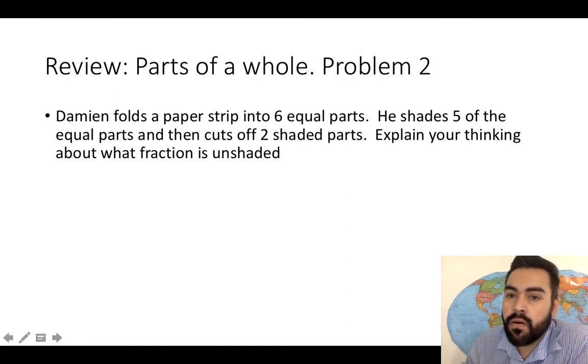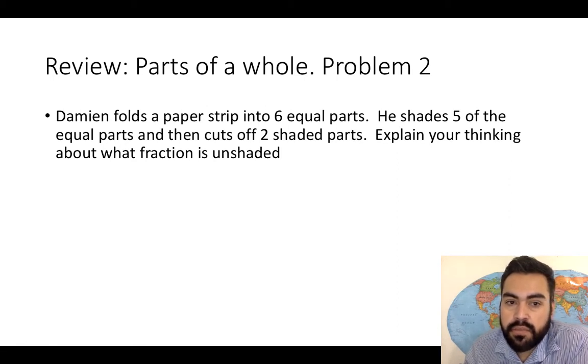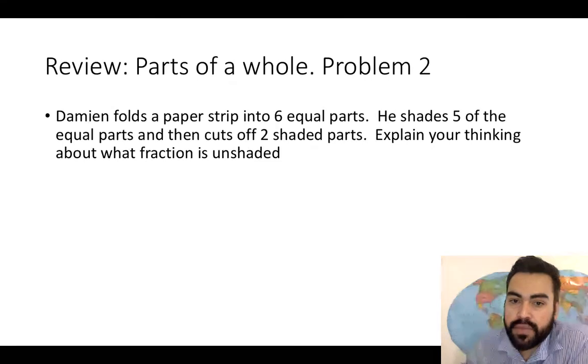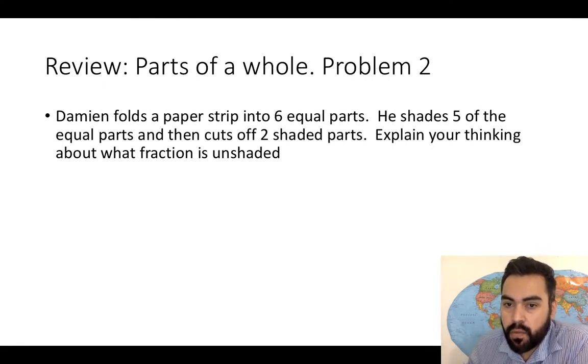Review parts of a whole. This is problem number 2. Damien folds a paper strip into 6 equal parts. He shades 5 of the equal parts and then cuts off 2 shaded parts. Explain your thinking about what fraction is unshaded.